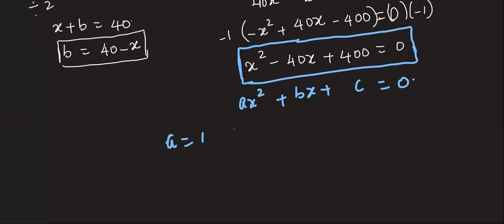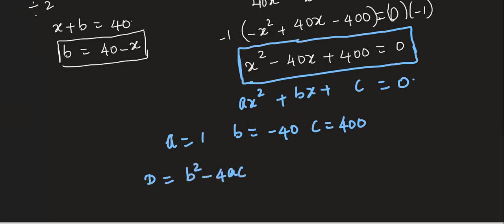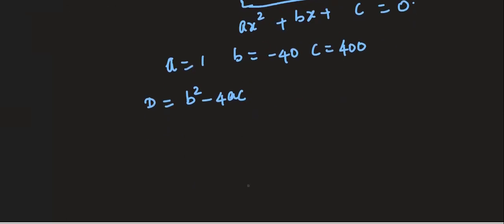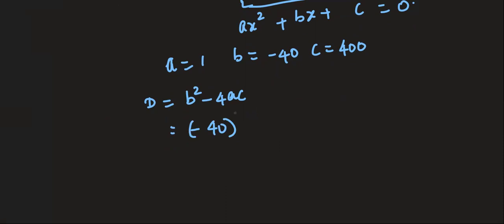So a is equal to 1 here. b will be minus 40. And what is c? c will be positive 400. Now the value of D is equal to b square minus 4ac. So b is negative 40. So negative 40 the whole square minus 4 into a will be 1 and c will be positive 400.